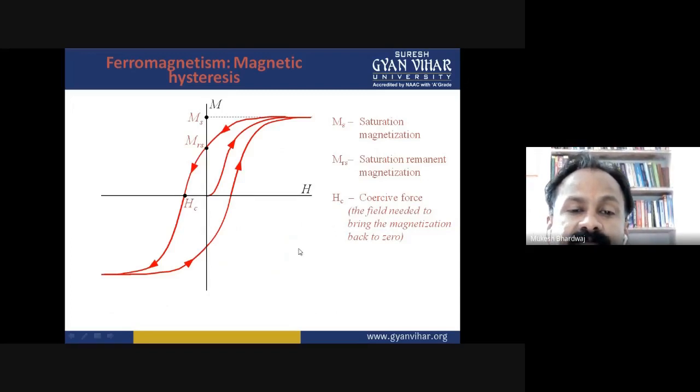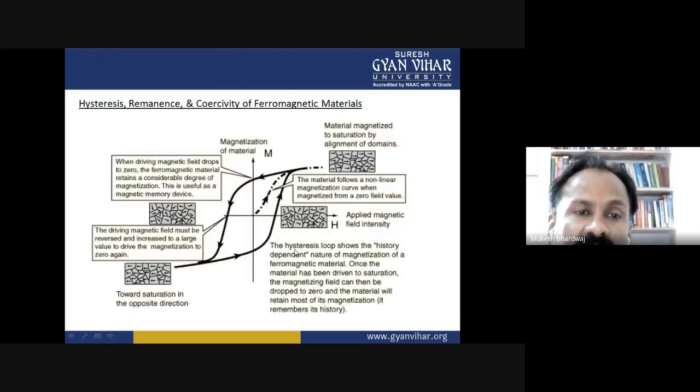Next, hysteresis remanence and coercivity of ferromagnetic material. So, this is the detailed discussion of a hysteresis loop.